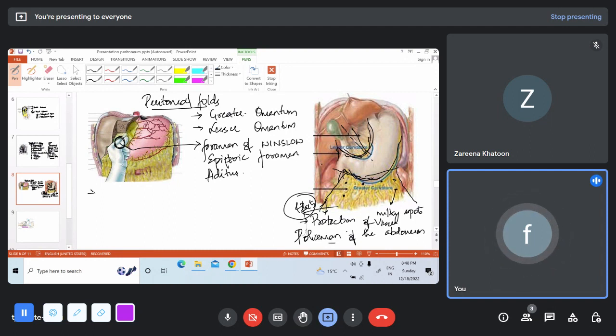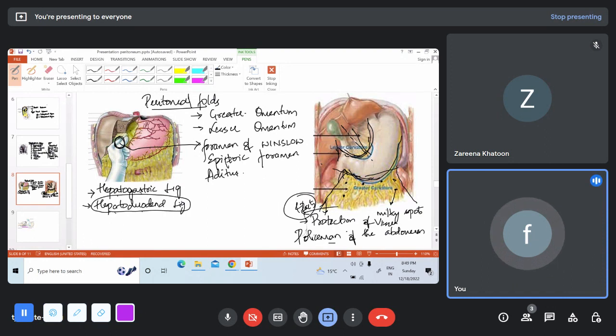The lesser omentum has two parts. One is the hepatogastric ligament, and the other is the hepatoduodenal ligament. All right. Hepatogastric, liver to stomach. Hepatoduodenal, liver to duodenum. Now, why am I stressing so much here?